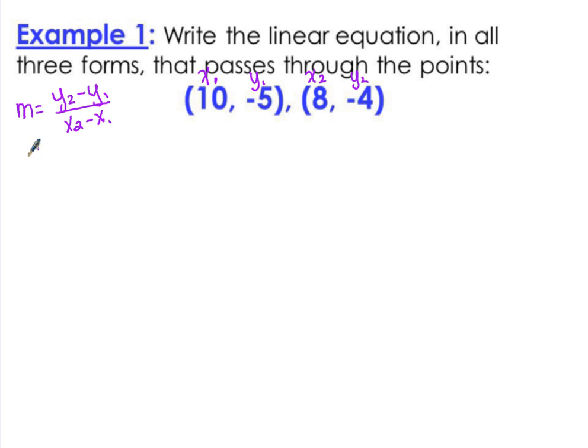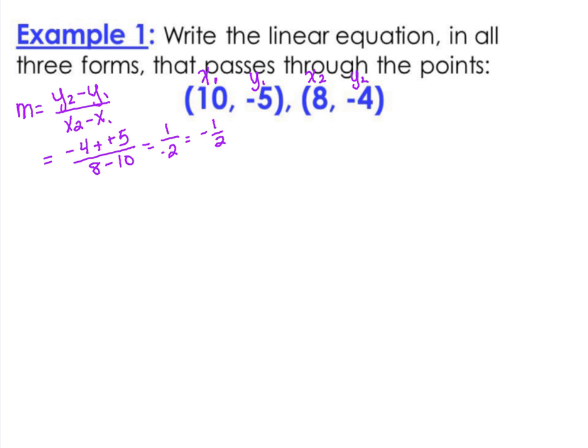If I'm trying to find the slope, I just plug that into the slope formula, and it's y2 minus y1 over x2 minus x1. Minus negatives plus positive. Negative 4 plus 5 is 1. 8 minus 10 is negative 2. It doesn't reduce, so I just get negative 1/2 is my slope.